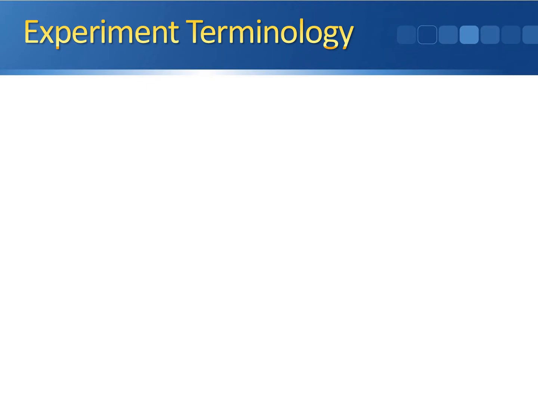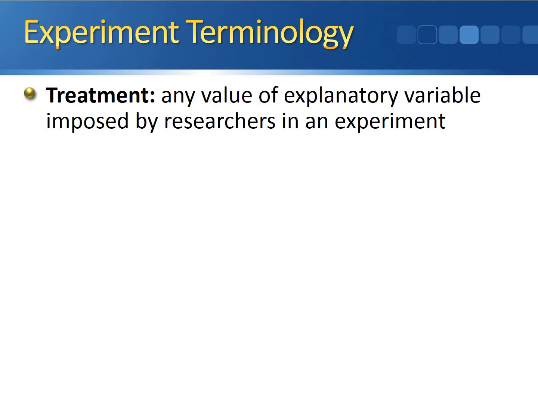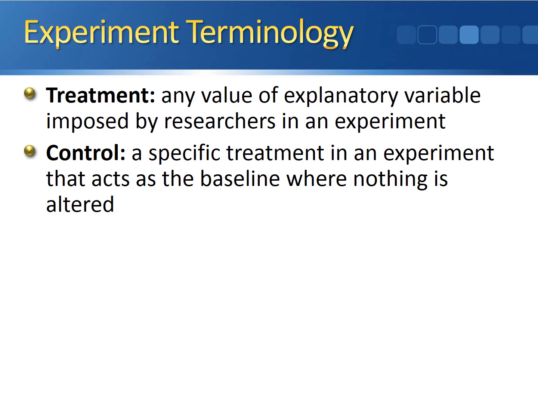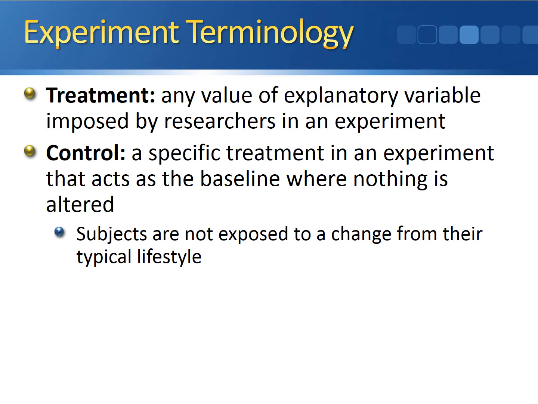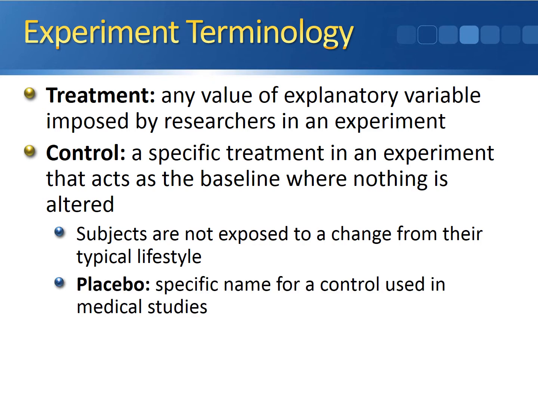Here's some more terminology regarding experiments. A treatment is any value of an explanatory variable that's imposed by researchers in an experiment. It's basically how the subjects are told to act or what they're told to do by the researchers throughout the duration of an experiment. A control is a specific treatment in an experiment that acts as the baseline where nothing is altered. Subjects are not exposed to any type of change from their typical lifestyle. They basically act normally so that researchers can compare some other treatment or some other change with how subjects would act under completely normal conditions. A placebo is a specific name for a control that's used in medical studies.